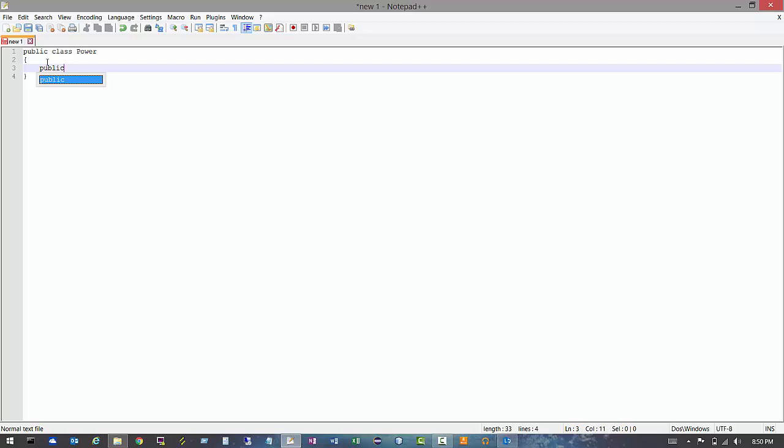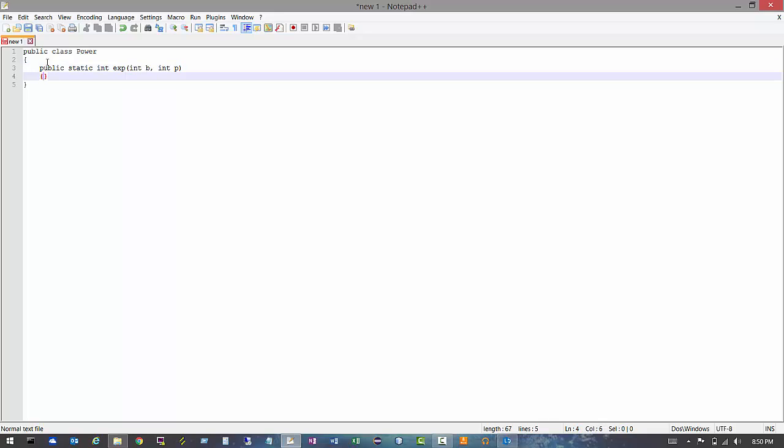So I'm going to start with a static method. We're not going to create any objects from this power class. It's going to be just static. There's going to be a method. It's going to return an integer, and we're going to call it exp for exponent. And we're going to have the base and the power it's taken to. So it would be, in essence, taking b to the p power is what this is going to do.